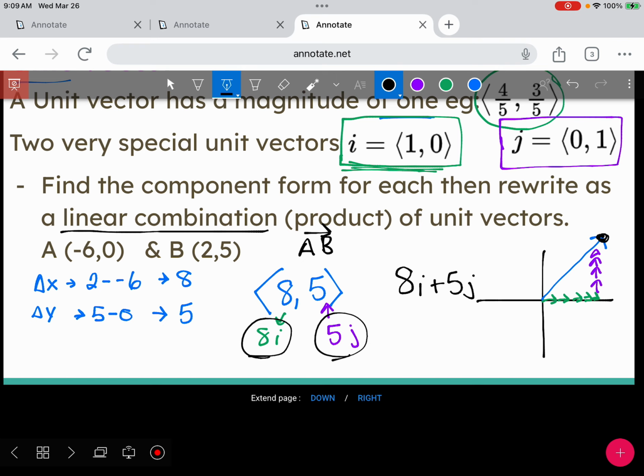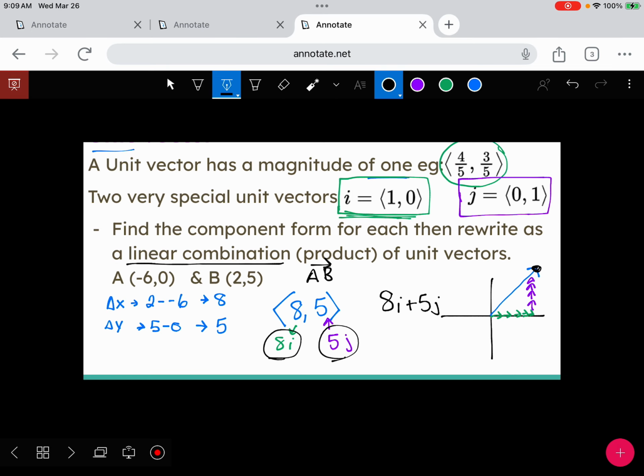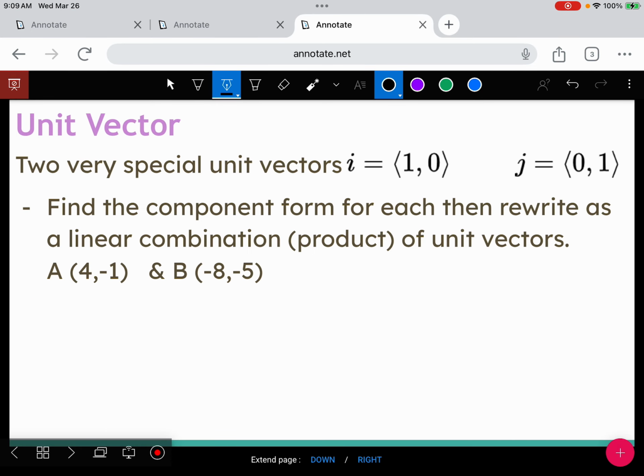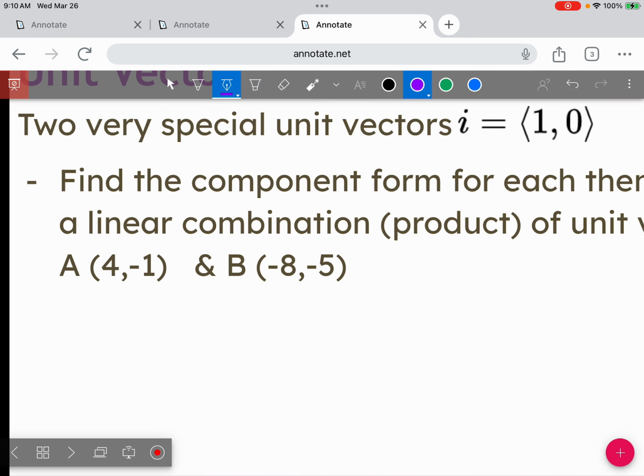Okay, questions on this first one? We're going to practice it again, because I know it's a little weird. So I've still got our special unit vectors up here, our i and our j. We're going to find our component form and write it as a linear combination of our unit vectors. So start with finding our component form. Find our change in our x's and our change in our y's.